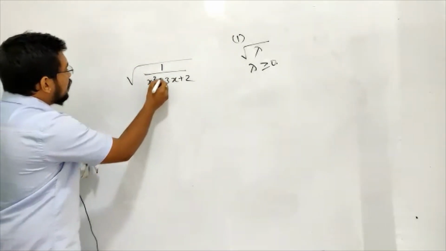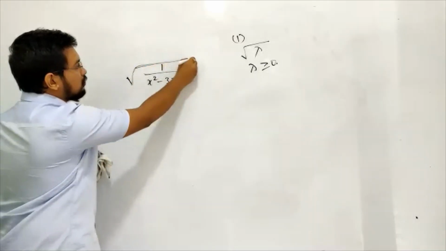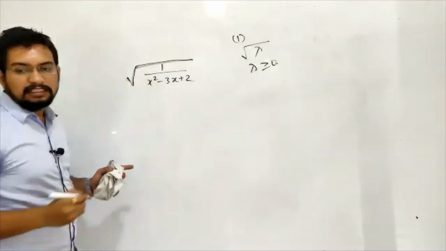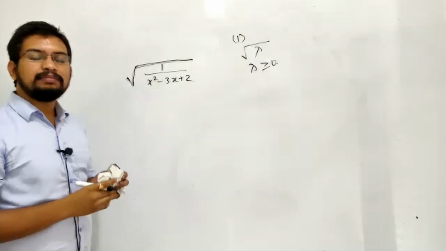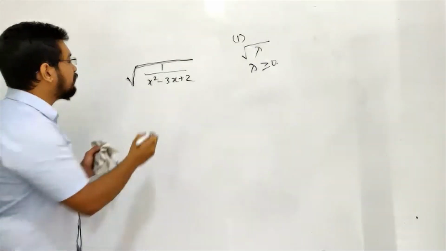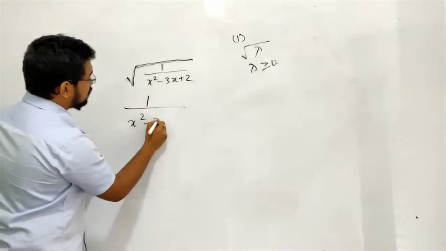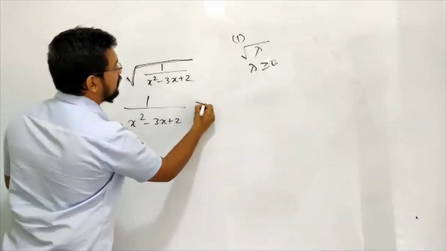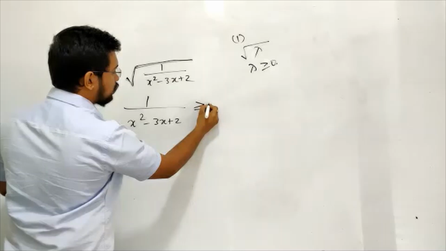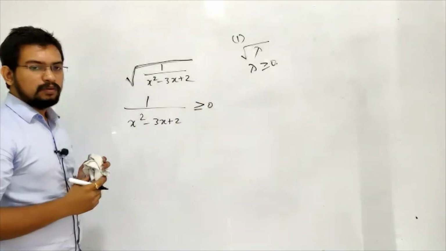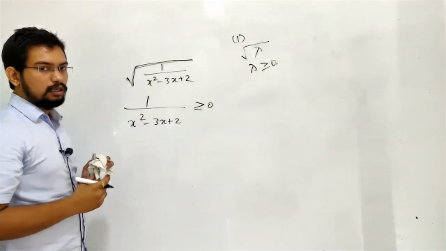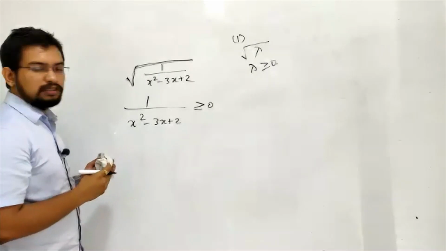Right, now again, first there is something under the root. Under the root there is a value, so your answer will be something like this: 1 by x square minus 3x plus 2 must be greater than or equal to 0.